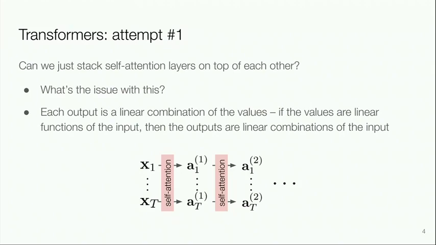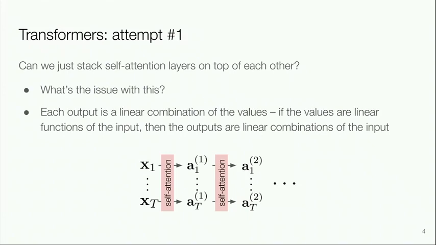Basically, the problem is that each output is a linear combination of the values. Okay? We took a weighted sum of the values where the weights are given by those alphas, right? So with respect to the values, the V's, the output is linear. Not with respect to the K's and the Q's, because we pass those through a softmax, that's nonlinear, but with respect to the values, it is linear.